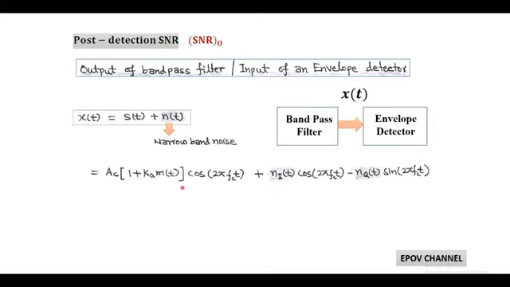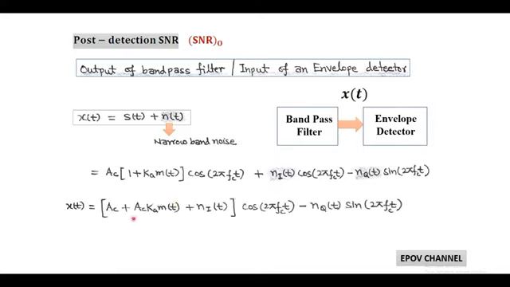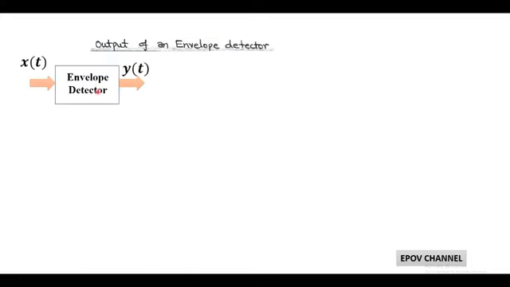Now combining the first and second common terms, we get x(t) = [Ac + Ac ka m(t) + nI] cos 2πfct − nQ sin 2πfct. Now using envelope detection, as shown in the figure, it consists of a series diode and an RC filter.